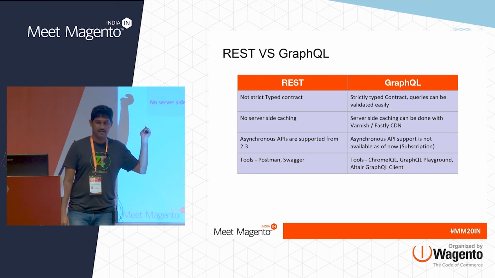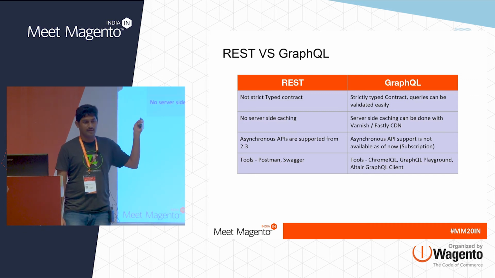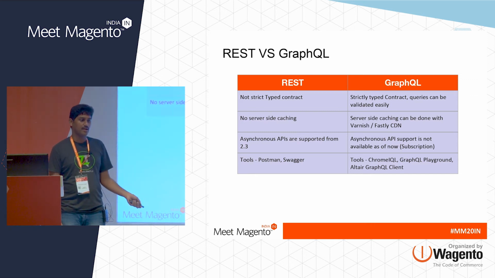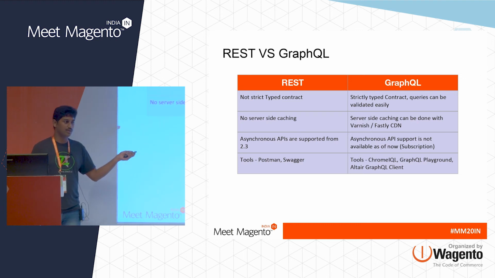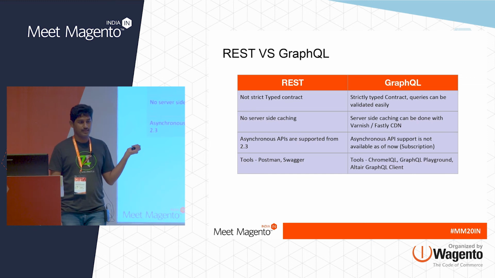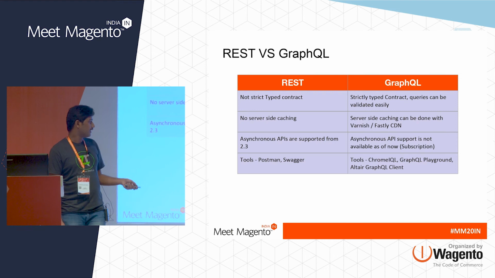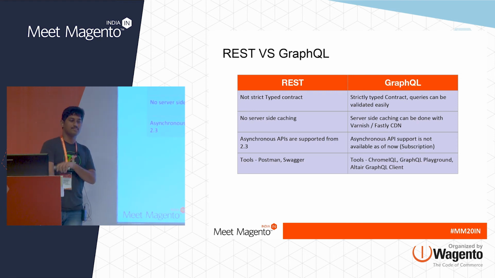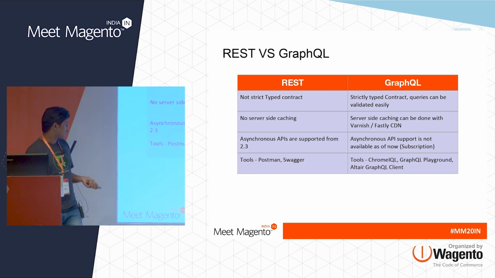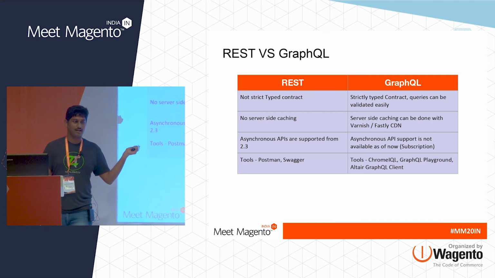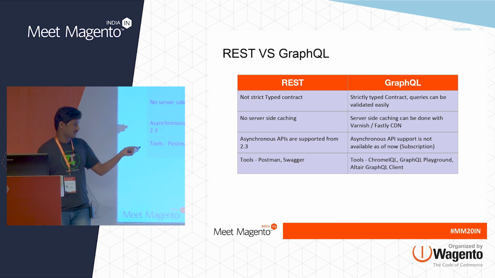There is no server-side caching in REST, but there is server-side caching in GraphQL. You can use Varnish or Fastly to cache the data. And Async APIs are supported in REST. I will explain Async APIs later. There is also a concept called subscription in GraphQL, which is not currently supported in Magento, but may be supported in 2.4. And then you know the tools: Postman and Swagger for REST, and ChromeiQL and others for GraphQL.